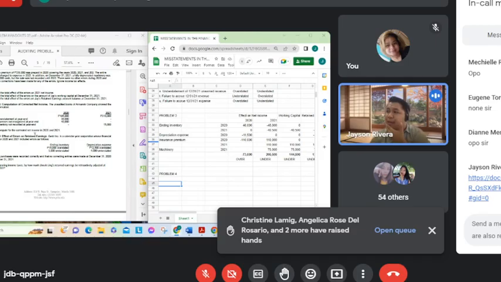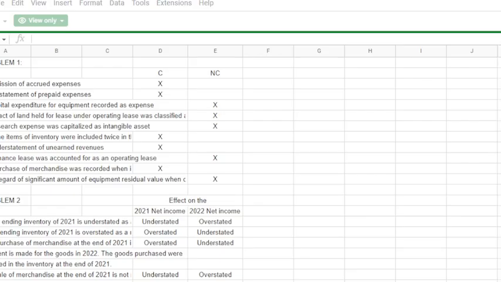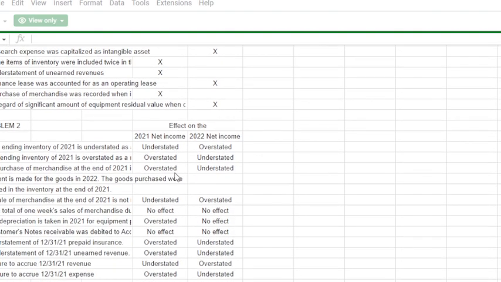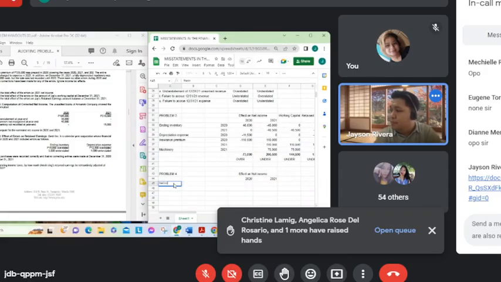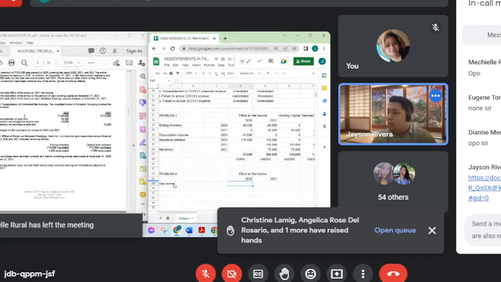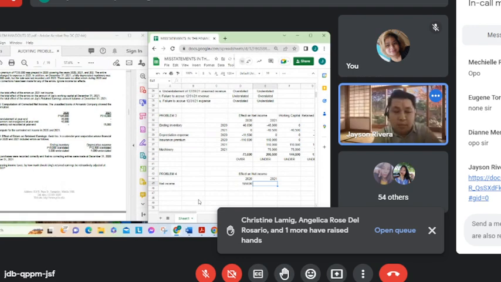Okay, problem 4. So correction or computation of corrected net income. So the unaudited books of Armando Company showed the following information. So again, let's put here effect on net income 2020 and 2021. So net income is 195,000 and 210.